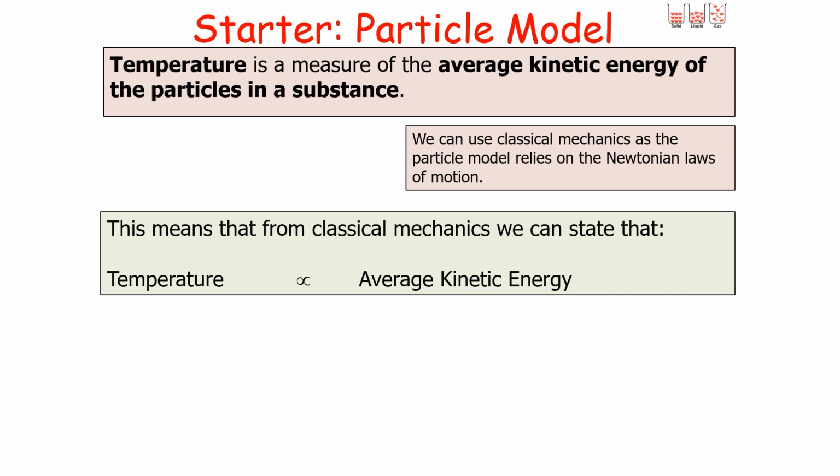Now we can use classical mechanics because the particle model relies on the Newtonian laws of motion. So from the idea of classical mechanics, we can say that temperature is directly proportional to the average kinetic energy of the particles.